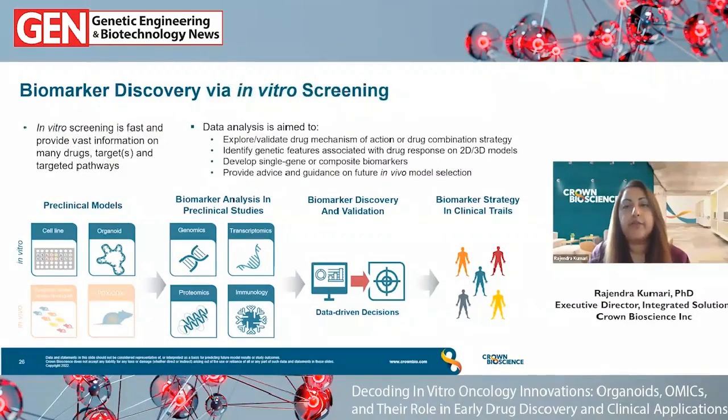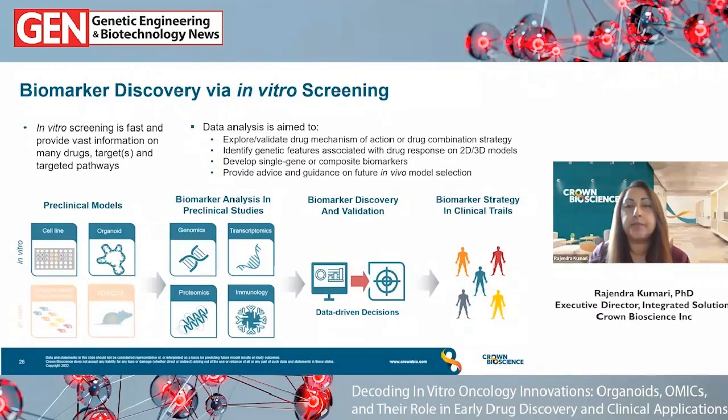So specifically for in vitro screening, which can be very fast and there's going to be a lot of data created, the biomarker discovery here is aimed at different parameters. So you could look to explore or validate drug mechanism of action. You can identify those genetic features that are associated with drug response. You can develop either single gene or even composite biomarkers, and also use the data for guidance on future downstream model selection.